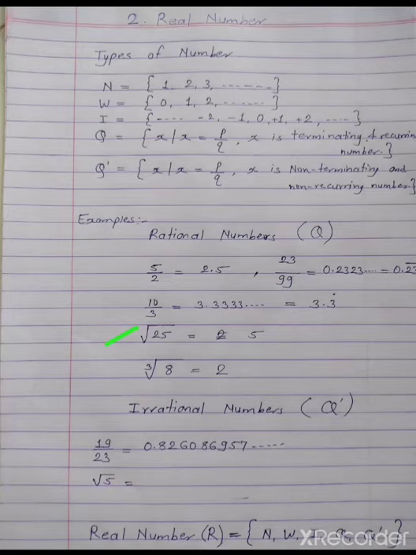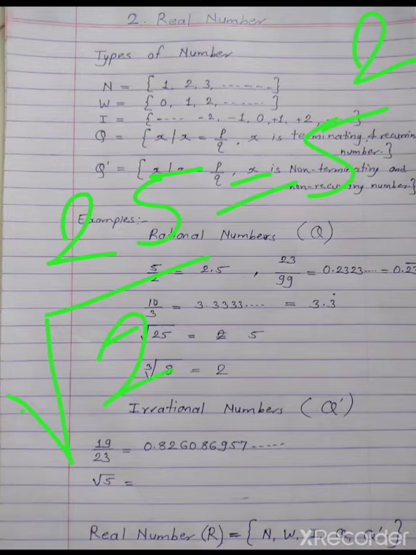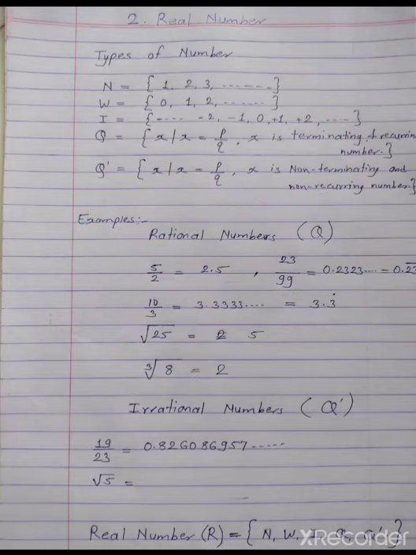Root of 25. Now you know that 25 is the square of 5. So if we do the exactly opposite operation, meaning if you take the square root of 25, then we will get 5. So here we are getting its value. Therefore 25 is a rational number. Cube root of 8 is also a rational number because 8 is the cube of 2.